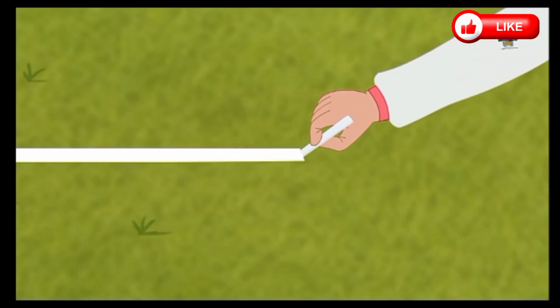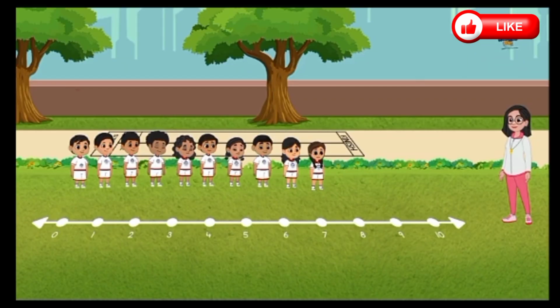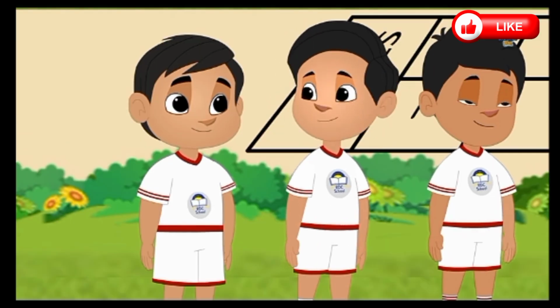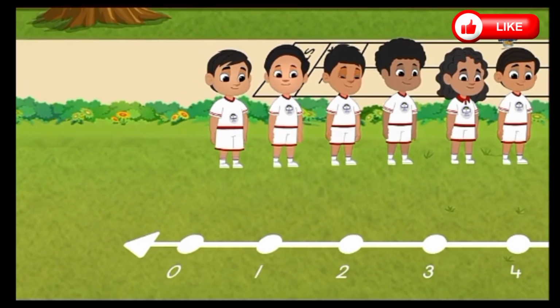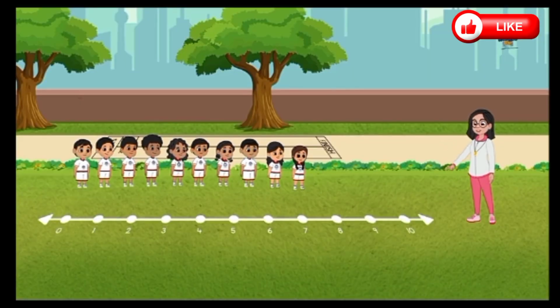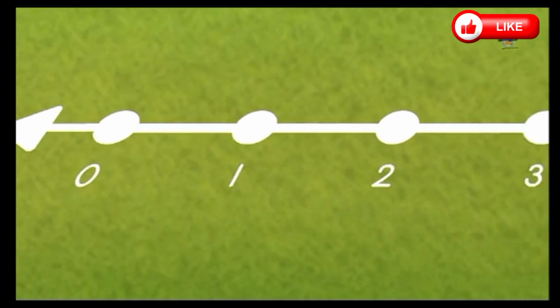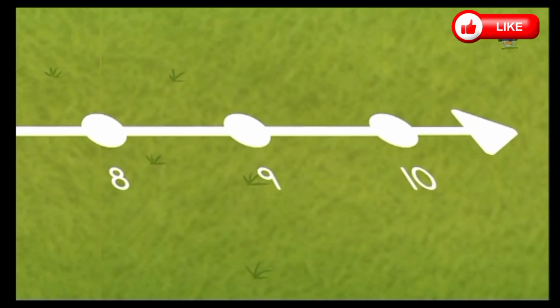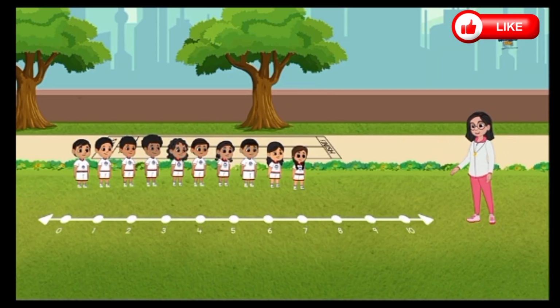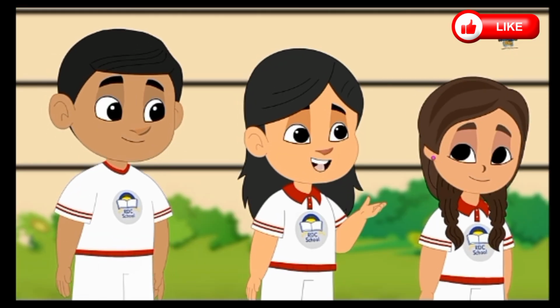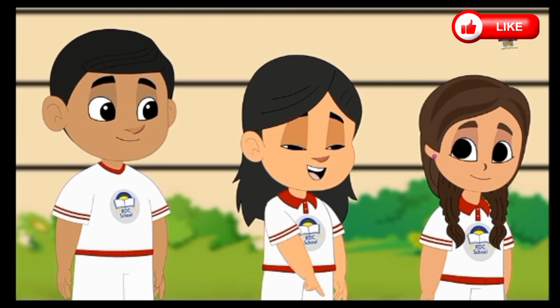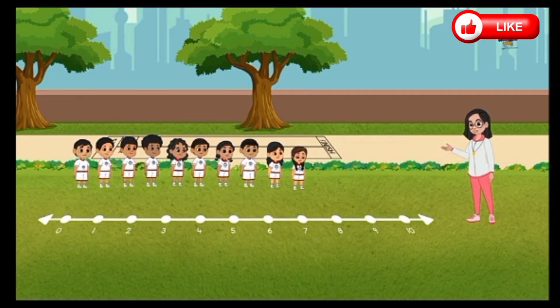The teacher makes a number line on the ground. Teacher, why have you made a line on the floor? Look, there are numbers on the line too. Children, this line is called a number line. We can show all numbers in a sequence on it. Can you tell me which numbers are there on this line? I can see numbers from 0 to 10 on the number line. That is right. This number line represents numbers from 0 to 10. I will show you how to add numbers on this number line.